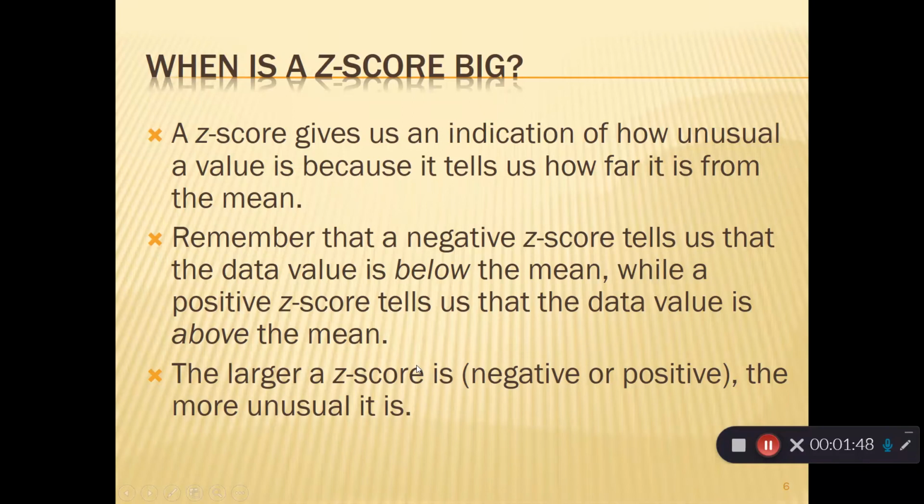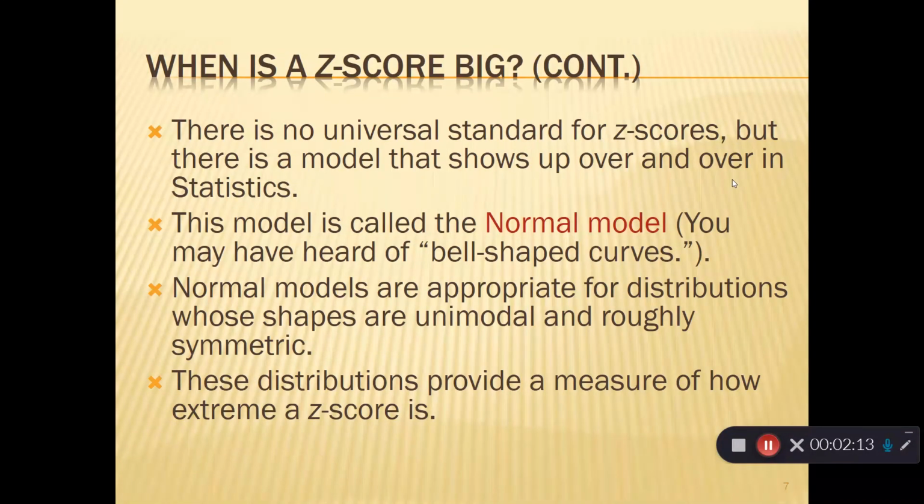The z-score can give us an indication of how unusual a value is because it tells us how far it is from the mean. Negative is a distance below the mean, positive above, and the larger that the absolute value of it is, the more so it is in that direction. Now we're going to define exactly what we're going to classify as an unusual score coming up, but it allows us to know in general, is this in keeping with the bulk of the data or is it far away from the data?